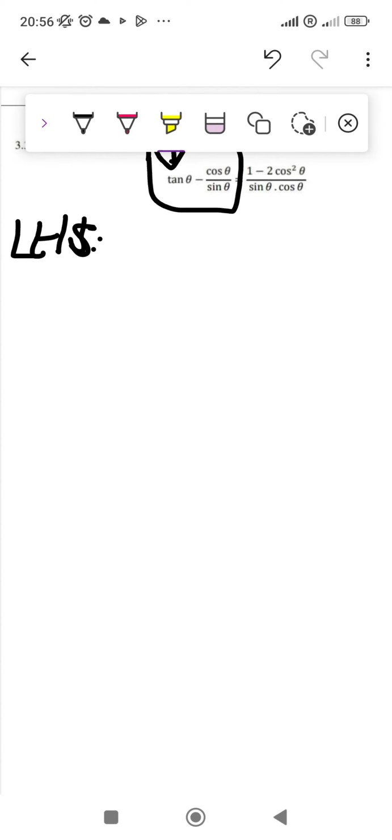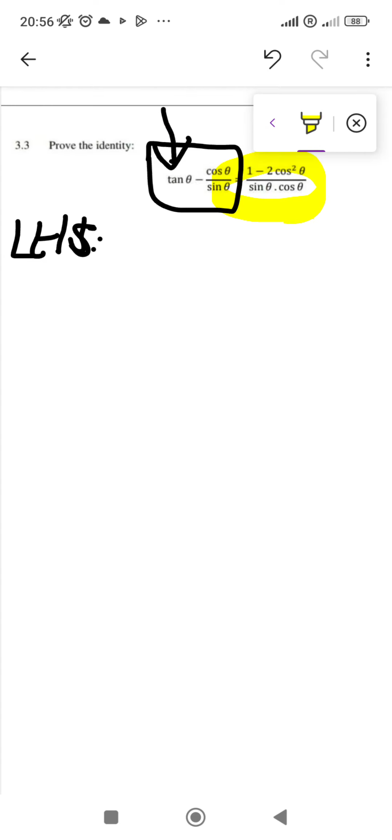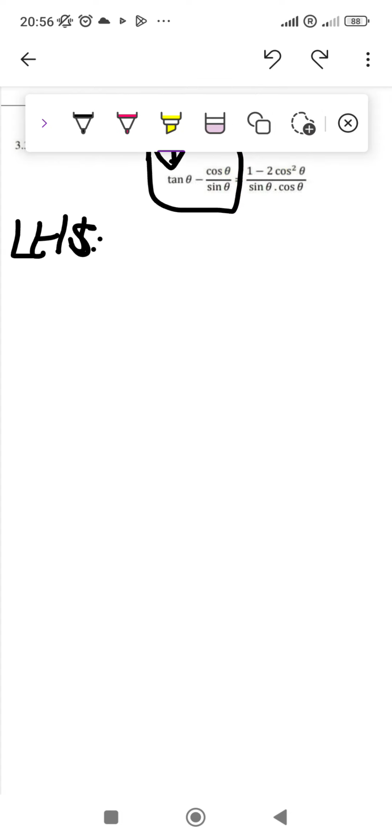LHS, just to say that this is the side that you're working with, or you can sometimes use your right hand side if that's what you want to work with. The first thing that I'm going to do here is I see tan, and generally when you see tan you want to change tan, especially if I look at my right hand side. There's no tan there, so I'm clearly going to need to get rid of tan.